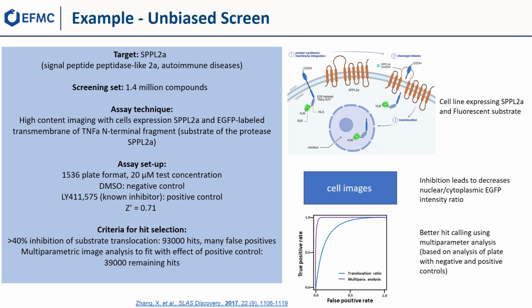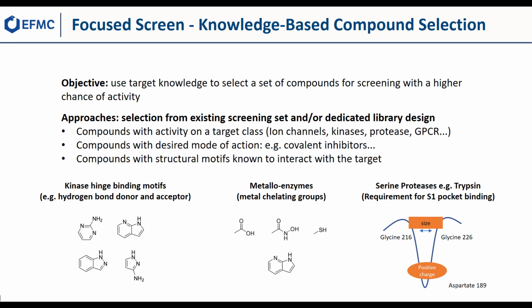Now, the beauty of using high-content imaging is that you can look at many parameters in the cell. So what they did is multi-parametric image analysis to try to see compounds that have similar effects compared to the positive control. And with this, they were able to narrow it down to 39,000, so more than half remaining hits, and a much lower false positive rate.